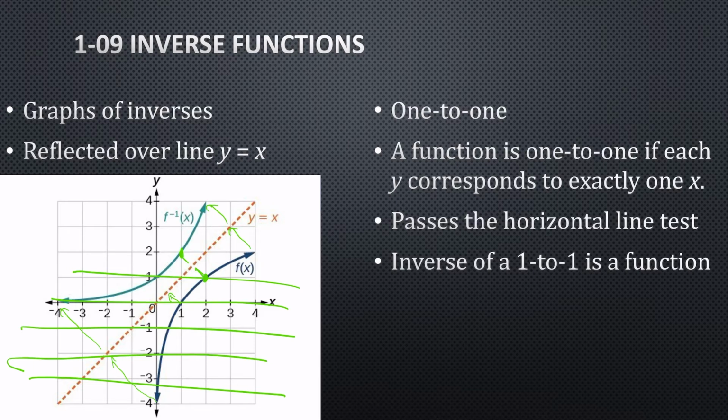So again, 1 to 1 means that each x goes to 1 y. To be 1 to 1, each y only goes to 1 x. So each x and each y is only there once in the function.